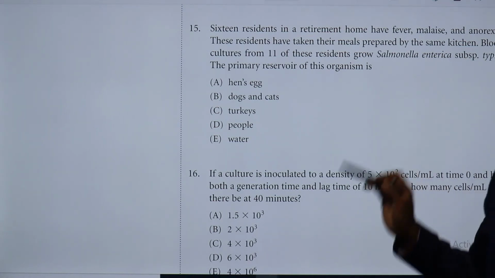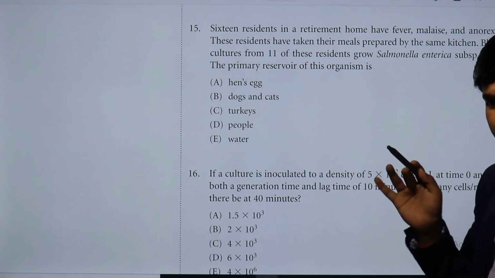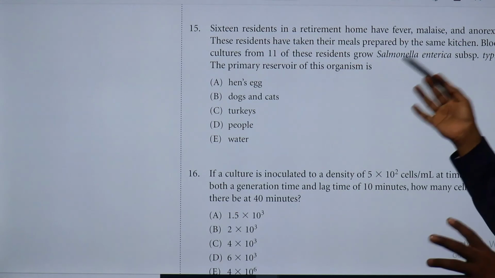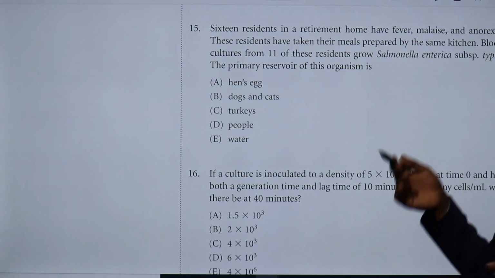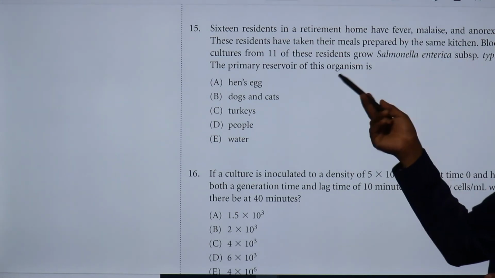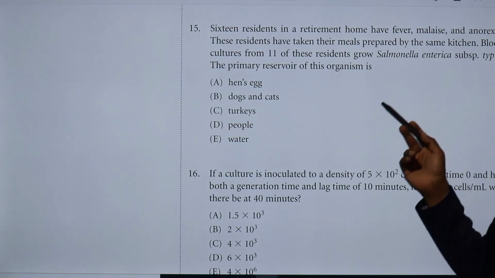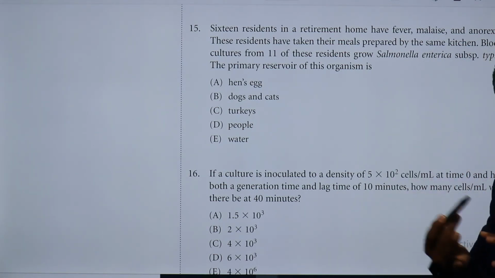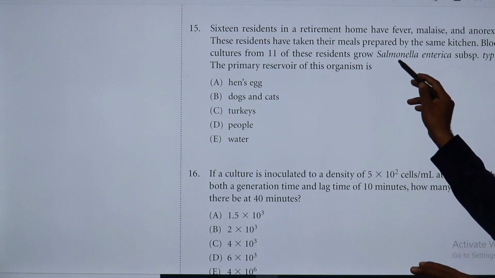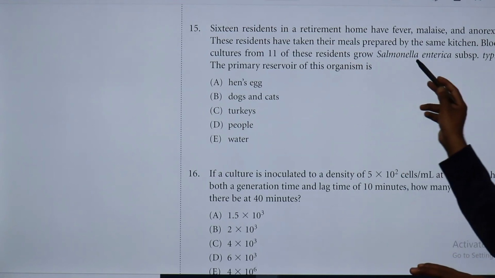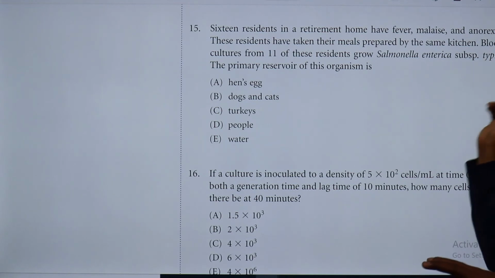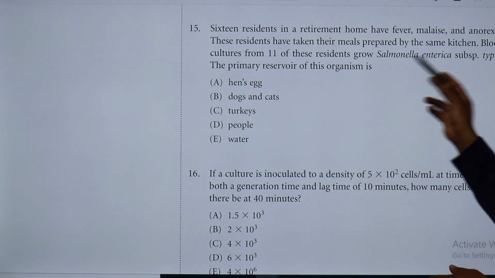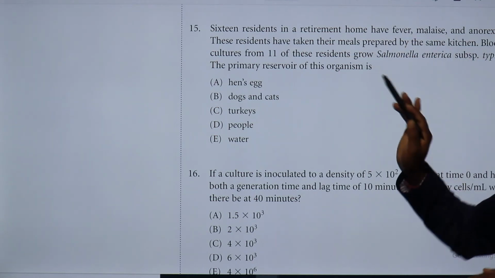So this is a pretty much direct question. They are saying there is a group of people living in a retirement home. They have fever, malaise, anorexia. They have taken meals from the same kitchen, so the source is the kitchen. They have developed similar symptoms, and they have also given you the diagnosis that 11 of these residents grow Salmonella enterica subspecies typhi, that is Salmonella typhi, and that causes typhoid fever. So the presentation of typhoid fever is given in the question.